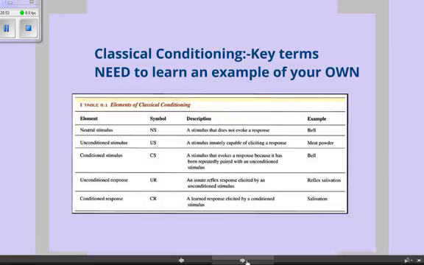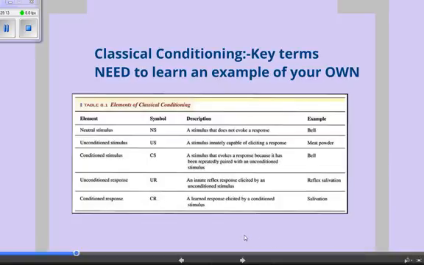Let's finalize the key terms. You need to learn an example of your own to have it handy if they ask you for an example, or if they give you a scenario, you need to be able to apply at least these terms. I want you always to bring your mind to the bell and the dogs, Pavlov's dogs. Neutral stimulus, a stimulus that does not evoke a response. Unconditional stimulus is a stimulus innately capable of eliciting a response. So that's because of nature capable of bringing a response, the saliva. Spider brings me fear. That's innately capable of eliciting a response. Conditioned stimulus is a stimulus that evokes a response because it has been repeatedly paired. See the spider, fear, spider, fear, that's it.